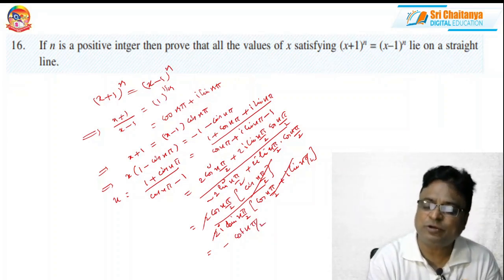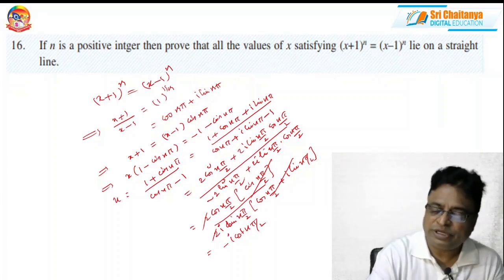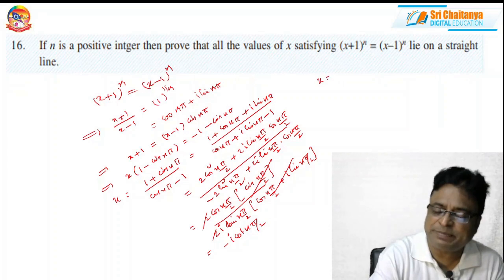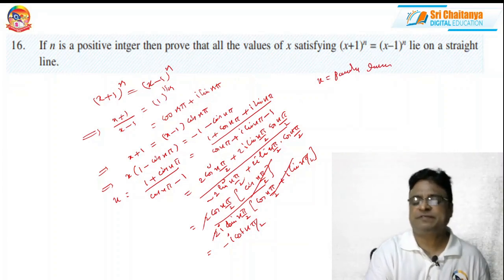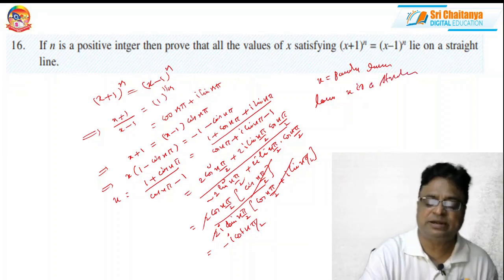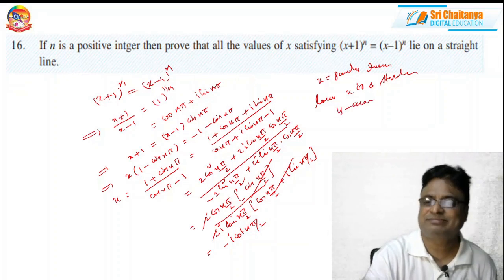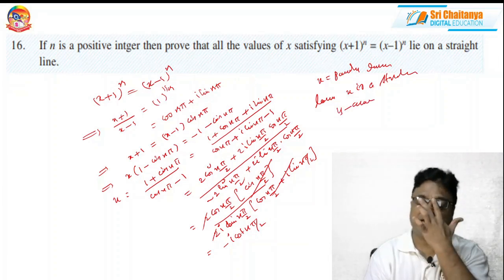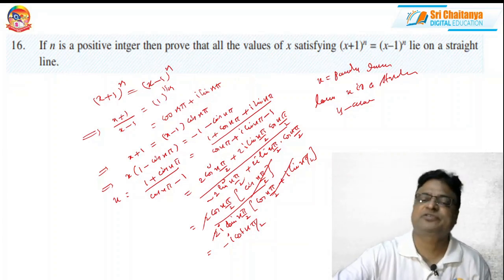That means I got only what? i cot n pi by 2. So x is purely imaginary. Purely imaginary. So automatically the locus of x is what? Locus of x is a straight line. Of course here the straight line is the y-axis. It is all y-axis, in the negative part of the y-axis I can say. Therefore the locus is a straight line.